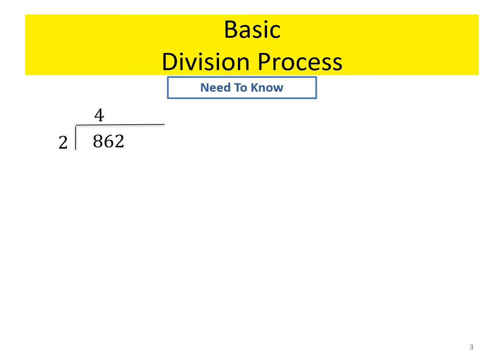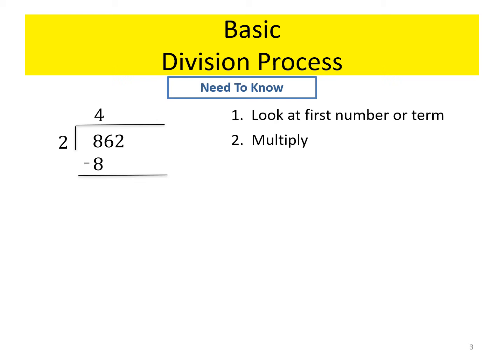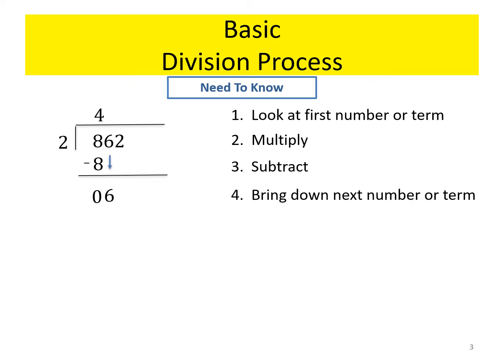Now, if we were going to write this down as a procedure, for the first step, look at the first number. Now you multiply the 4 times the 2 to give you 8. So our second step is to do the multiplication. And then you subtract. To show the subtraction, you draw the line and show the subtraction symbol, and you get 0. So our third step was to subtract. And our fourth step would be to bring down the next number, the 6.